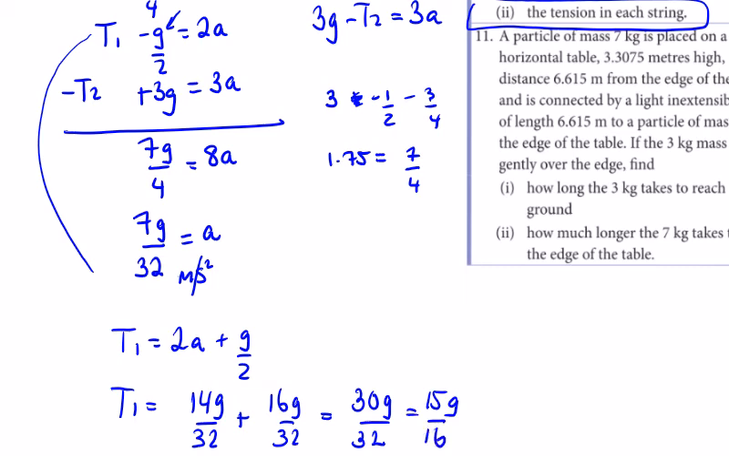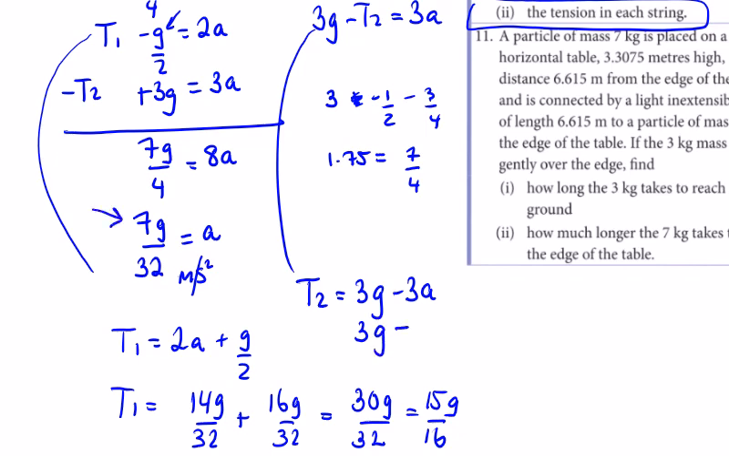And T2 up here, if I bring it to the right, is equal to 3g minus 3a. Actually, they want it in terms of g here. Let's do this. 3g minus 3 times this acceleration is 3 times 7g over 32, 21g over 32. So I have 96g over 32. That's my 3g minus 21 of them. It's going to give me 75g over 32.